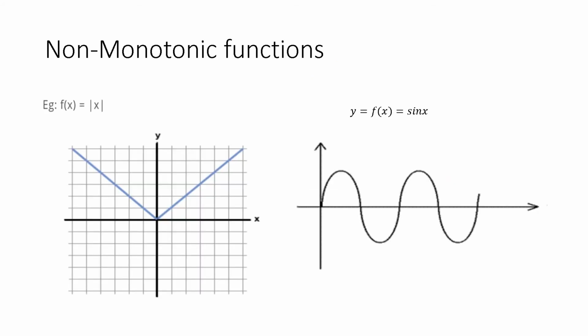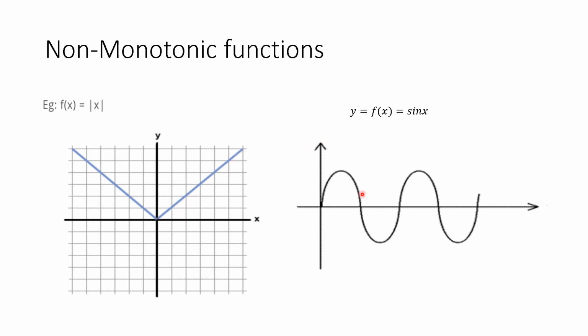Non-monotonic functions. Functions which are increasing as well as decreasing in their domain are said to be non-monotonic functions. For example, f of x is equal to modulus of x. As you all know how to draw the graph of the modulus of x, like this V shape. As x goes on increasing, here the function is decreasing, but here in this interval the function is increasing.